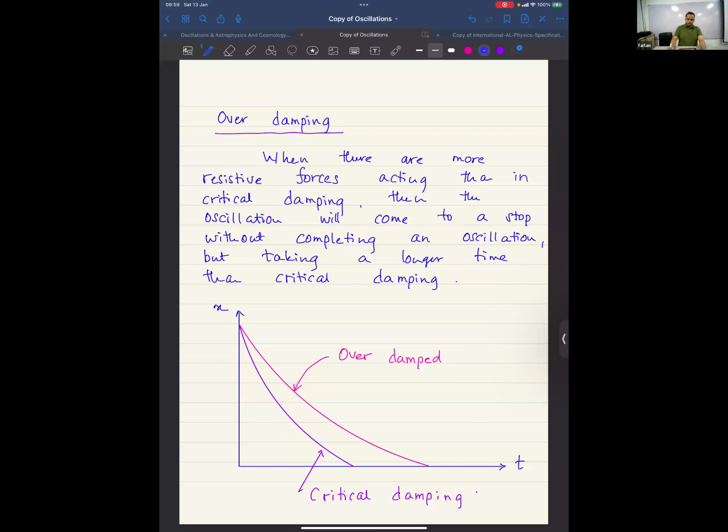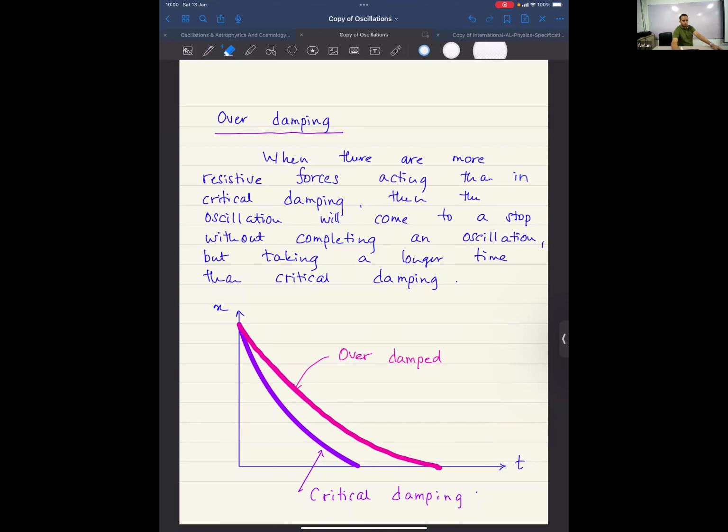So guys, now overdamping means, when it is critical damping, the correct amount of force is acting so that it will come to a stop in the shortest possible time. So overdamping means it's more than critical damping, overly damped. So there the resistive forces acting are more than in the critical damping instance. So it will come to a stop without completing an oscillation. But if this is the time taken for critical damping to stop, if this is a graph of critical damping, then the graph of overdamping will be something like this, taking a longer time than critical damping.